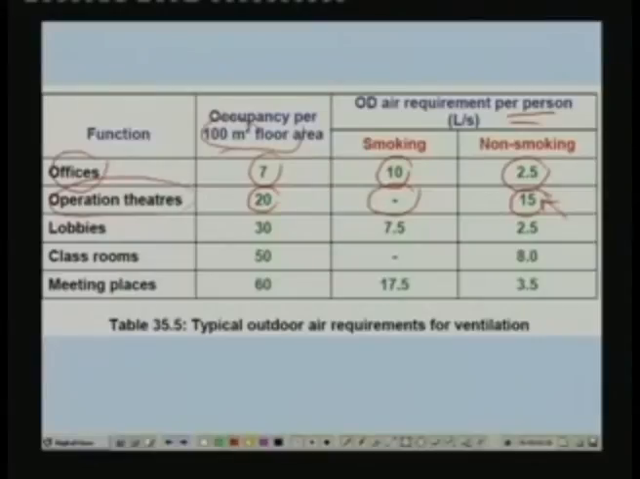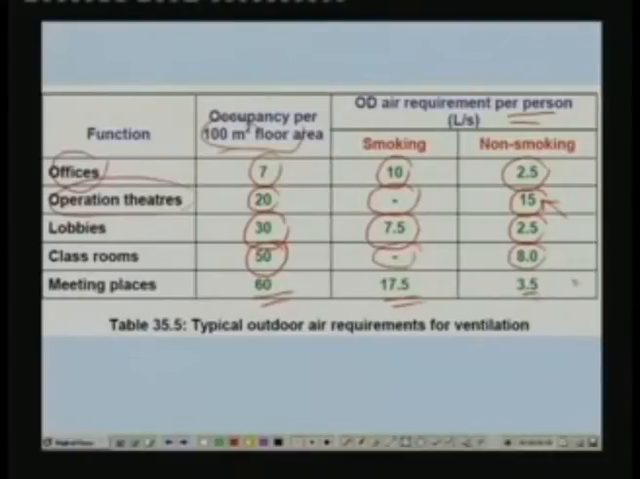And for lobbies, where the occupancy is slightly higher, 30 persons per 100 square meter floor area, if smoking is allowed, you require about 7.5 liter per second per person, and if smoking is not there, then 2.5 liter per second. And for classrooms, for example, where the occupancy is still higher, 50 persons per 100 square meter floor area, and normally smoking is not allowed, the required ventilation is 8 liter per second per person. And for meeting places, these are the values.